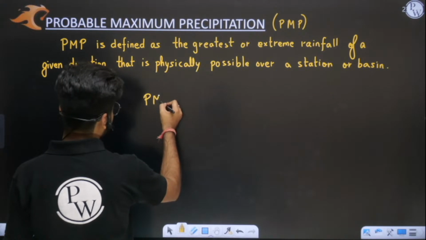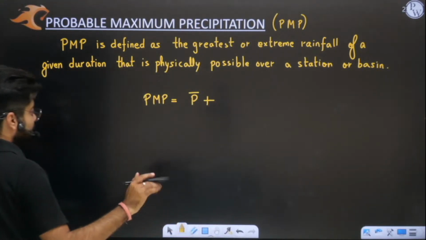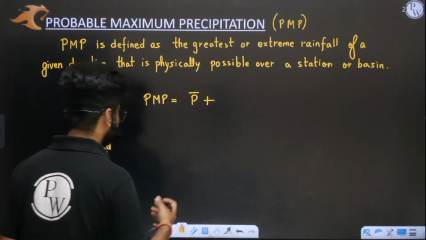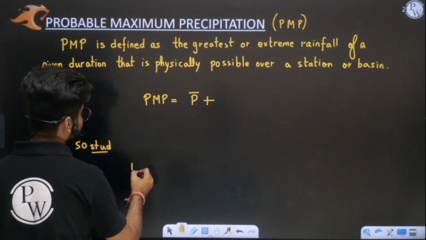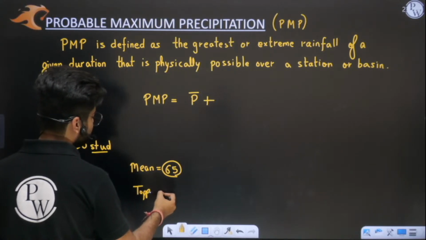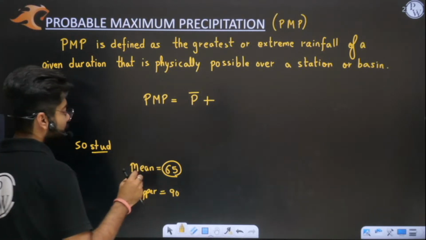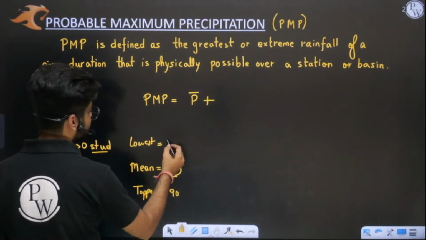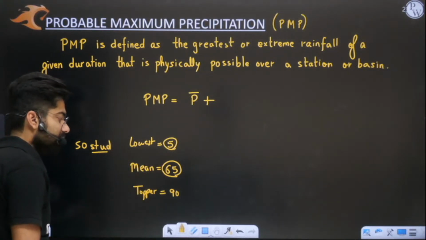So the formula for this: obviously this value will be more than the average value. You should understand one thing. Let us say in a class of 50 students, all have attempted a test and got some marks. The mean marks of the class was 65. Obviously the topper will be very far ahead of the mean, somewhere around 90 or 95 out of 100. And the student who scored the least will be lower than the mean, let us say only 5 marks. So the lowest one will be far below the mean, and the highest one will be on the higher side of the mean.